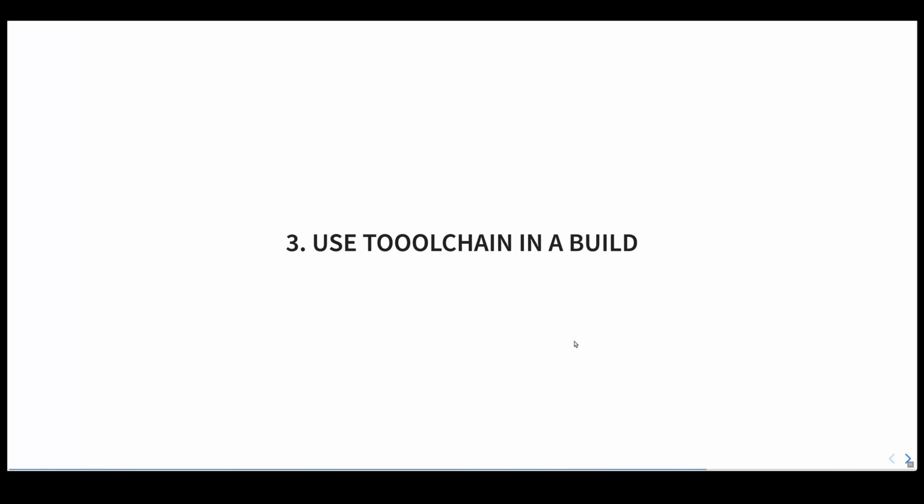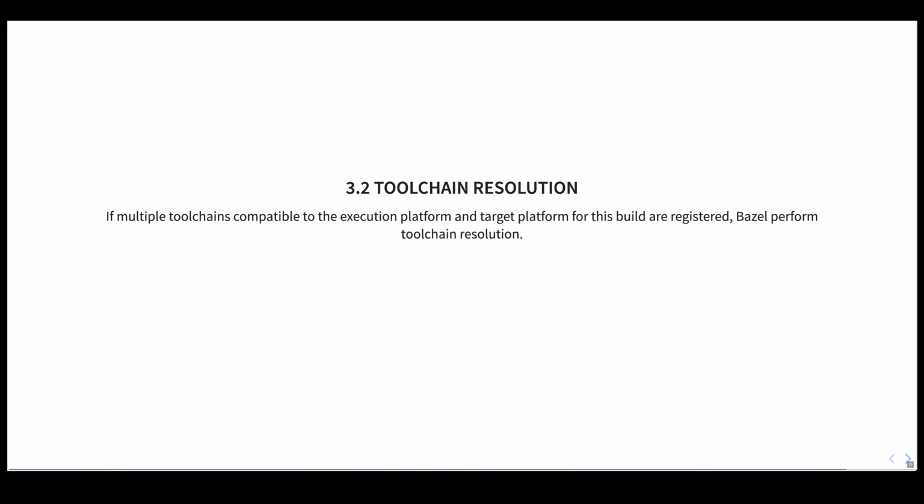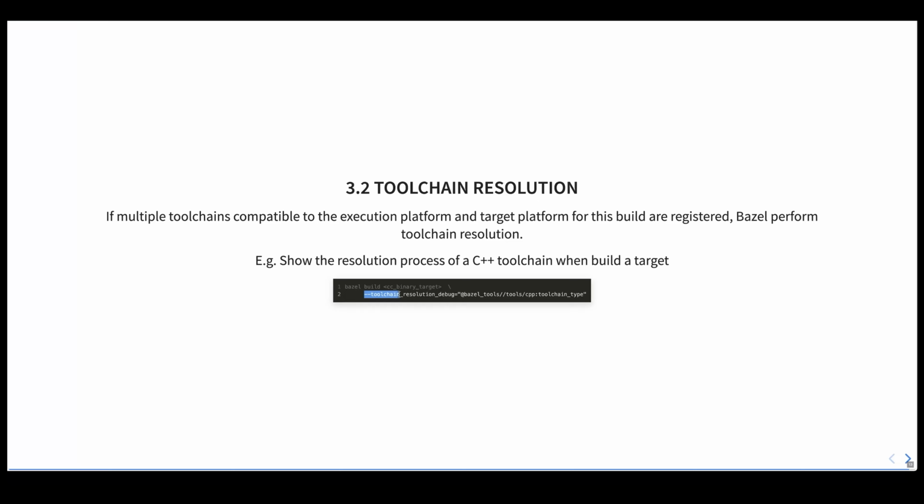To use a toolchain in a Bazel build, you have to register the toolchain. You can either register the toolchain via the module file by calling register toolchains, or you can pass the toolchains via the extra toolchains option in the command line argument with the build. If you have multiple compatible toolchains, where compatible means the execution platform and target platform match this build, Bazel is going to perform the toolchain resolution for you. If you want to show the process of the CPP toolchain resolution when building the target, you can pass toolchain resolution debug with the toolchain type target.